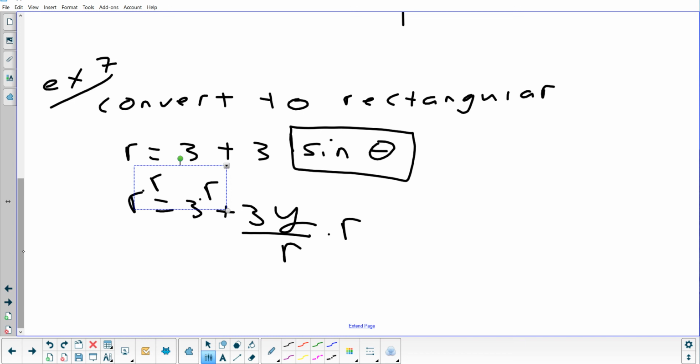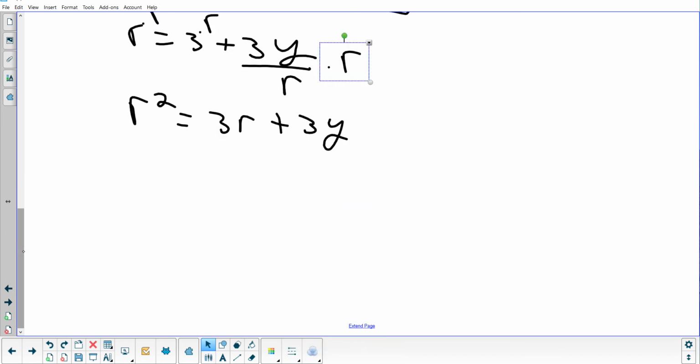Casey, what's r times r? R squared. And Matt, 3 times r? 3r. And Abigail, 3 times y divided by r times r. 3y. Okay. So now, there's only 2 things here we have to get rid of. Can someone tell me one thing that we can't leave in this equation if we're trying to get it in rectangular? Yeah? The r squared.